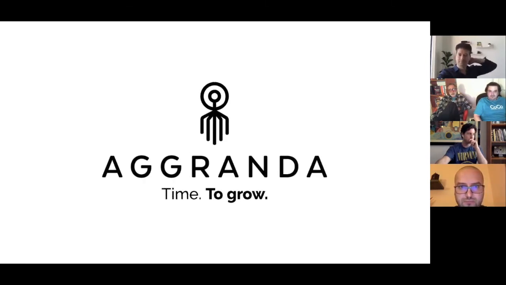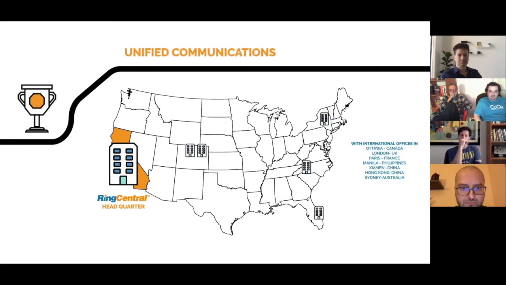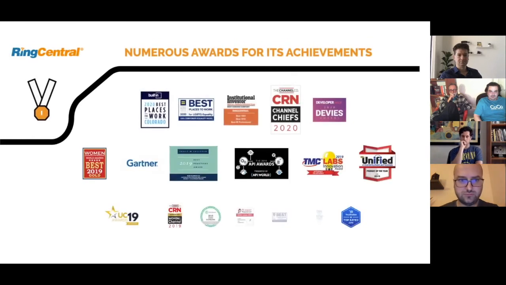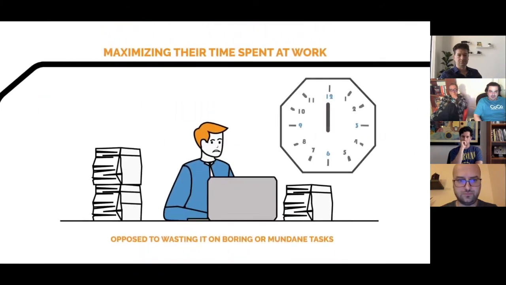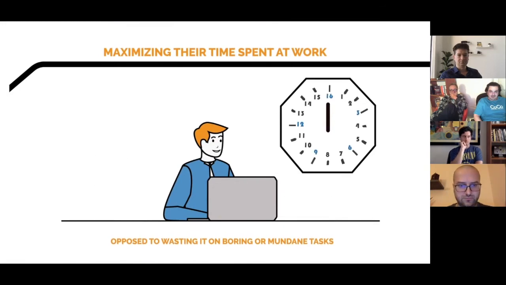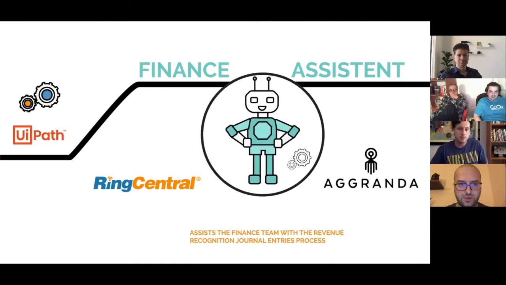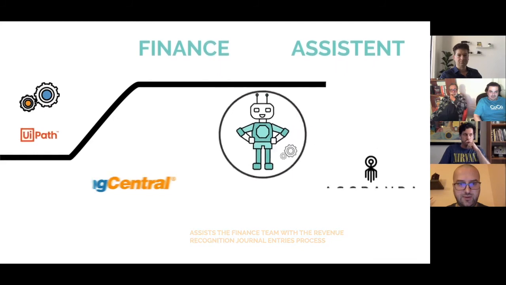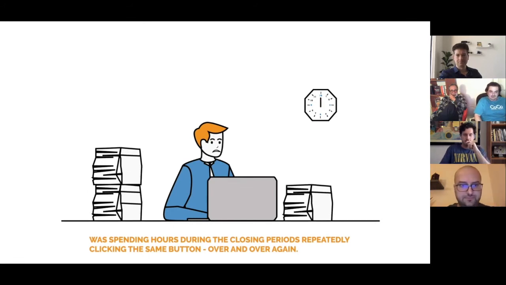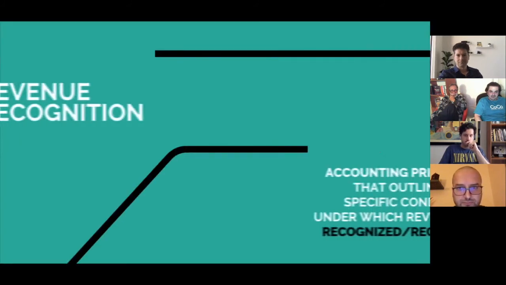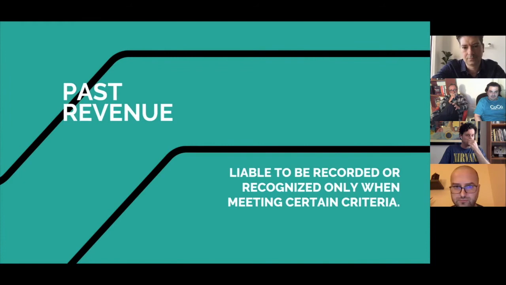Aggranda. We create time in companies to grow. RingCentral is a California-headquartered cloud communications provider, widely recognized as the leader in unified communications as a service. The company has won numerous awards for its achievements. Yet above all else, RingCentral cares about its people. Company leadership wants to ensure employees are maximizing their time spent at work, as opposed to wasting it on boring or mundane tasks. This is why Aggranda, with the help of RingCentral's IT department, has developed a UiPath software robot that assists the finance team with the revenue recognition journal entries process. The RingCentral colleague who had been processing the bulk upload of journal entries was spending hours during the closing periods repeatedly clicking the same button over and over again. By automating the revenue recognition journal entry posting process, the UiPath robot has now taken this menial, tedious, and tiresome job out of human hands.